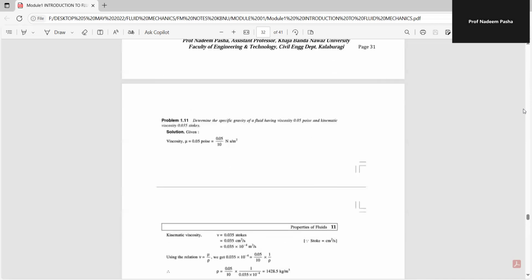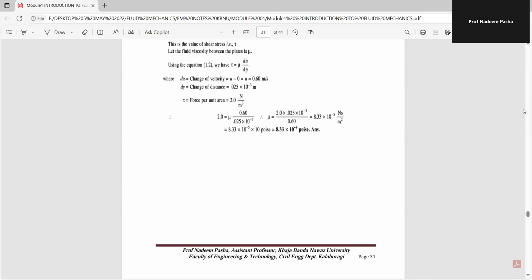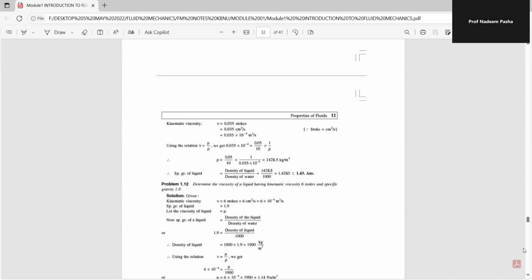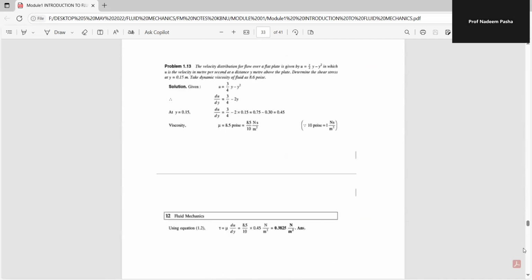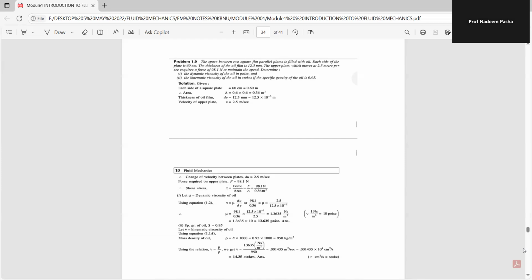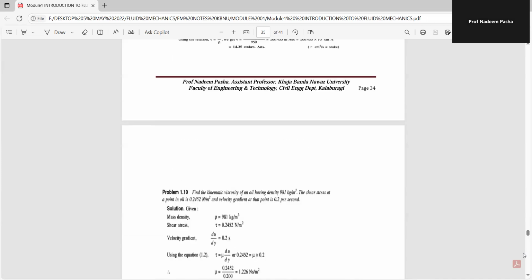This problem already we did. This also we did. This also we did. Now, this we need to calculate.